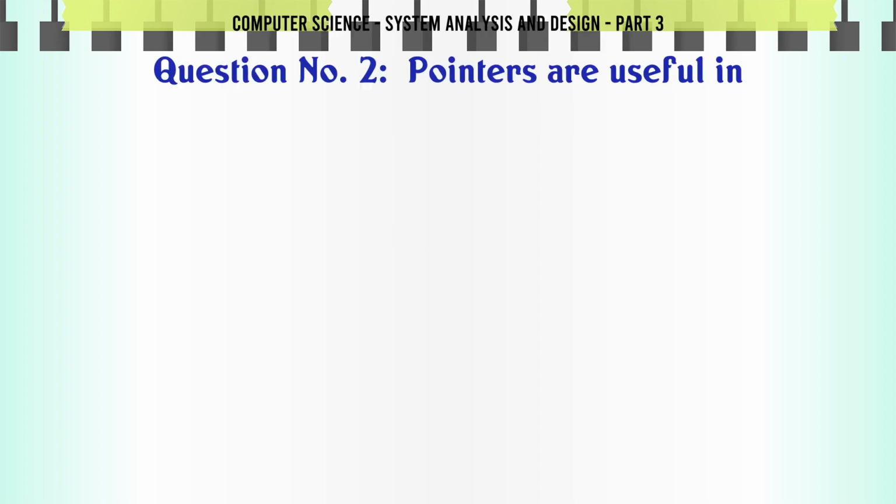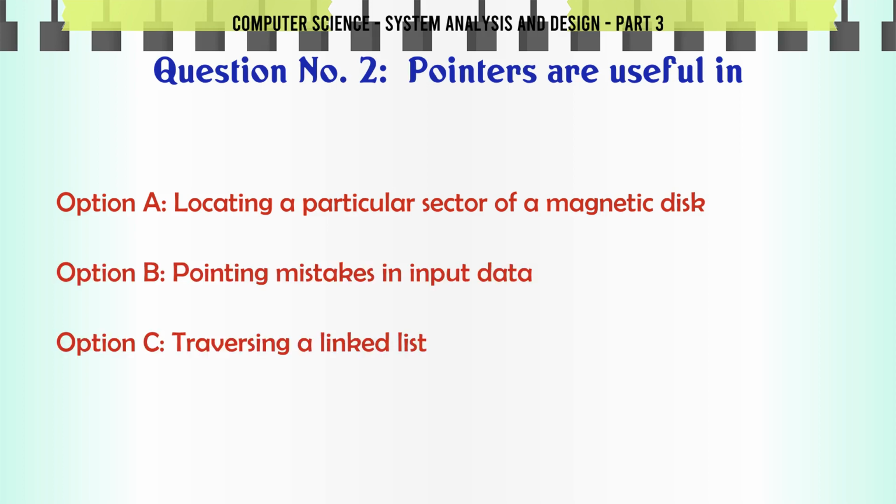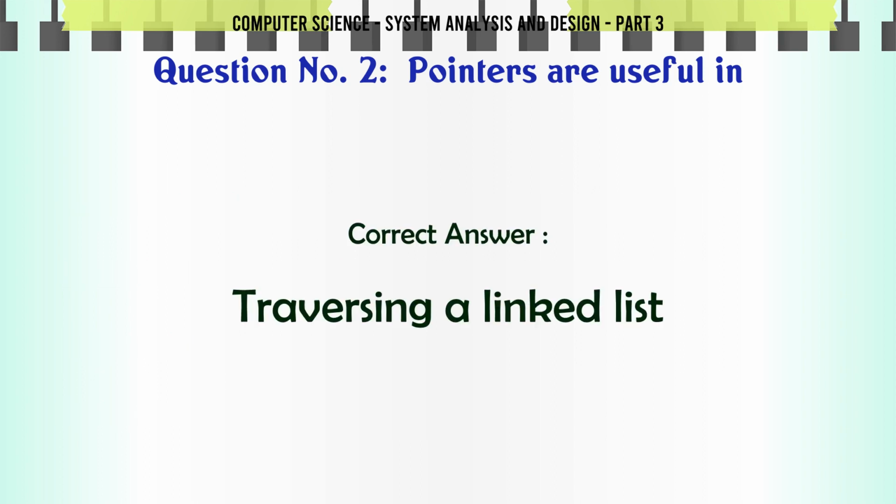Pointers are useful in: A. Locating a particular sector of a magnetic disk, B. Pointing mistakes in input data, C. Traversing a linked list, D. All of the above. The correct answer is traversing a linked list.